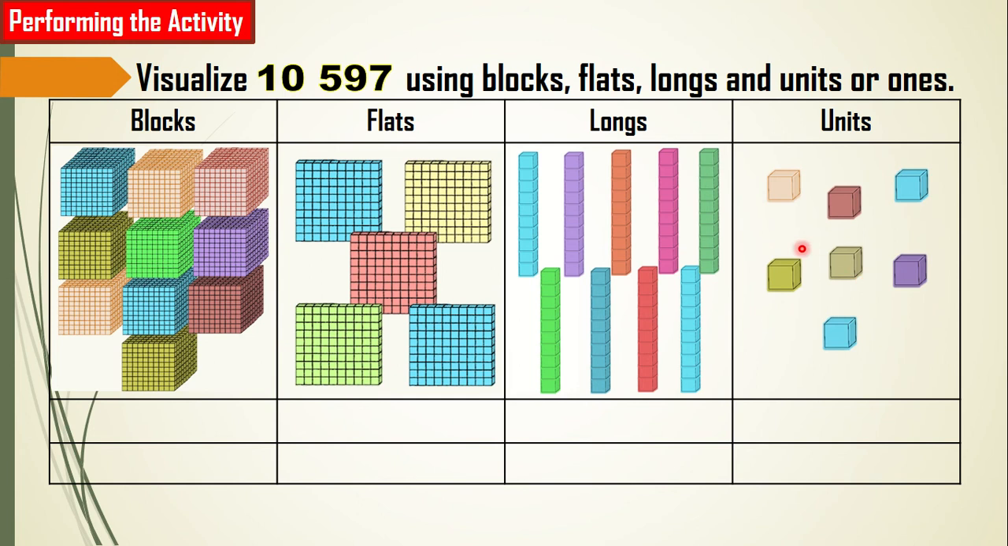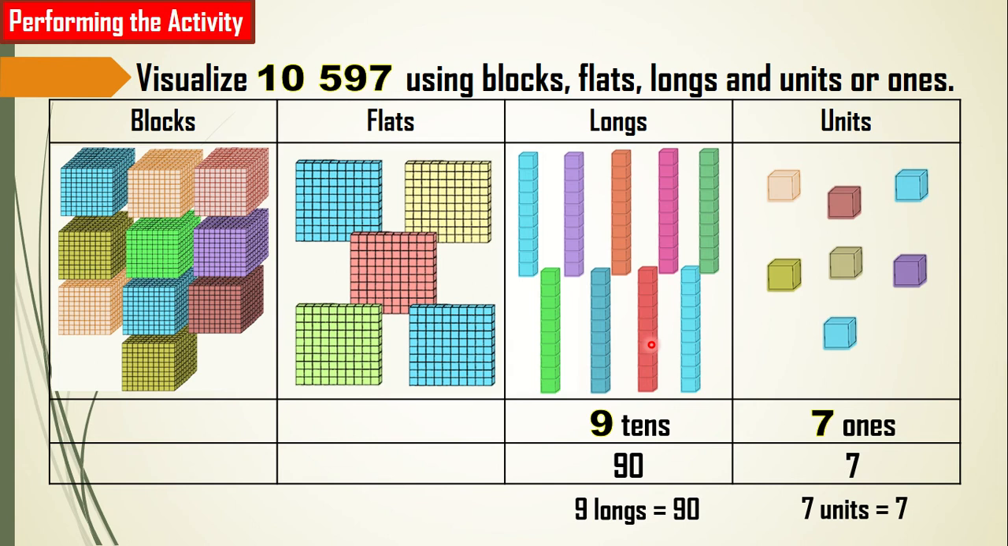How many units do we have? We have 7 ones or 7 units. 7 units is equal to 7. How many longs do we have? We have 9 longs or 9 tenths. 9 longs is equal to 90. How many flats do we have? We have 5 flats or 5 hundredths. 5 flats is equal to 500.